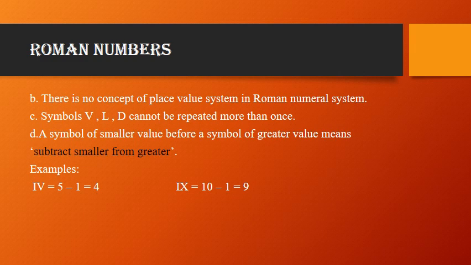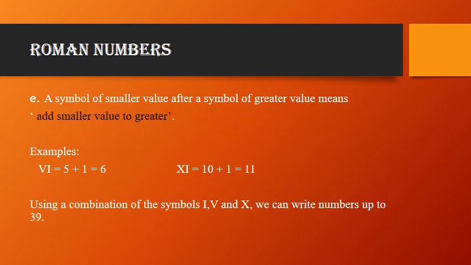Children, again one more example, I and X. You all know I means 1 and X means 10. Means children, who is greater? X is greater than I. So the smaller value I is written before X. And children, whenever smaller is written before the greater one, we do subtraction. So again subtraction. 10 minus 1. Here 10, that is the value of X, minus 1, which is the value of I. 10 minus 1 equals 9.